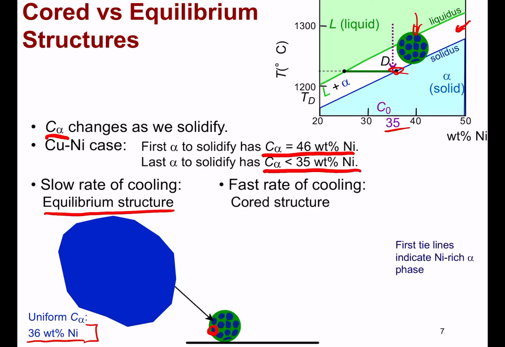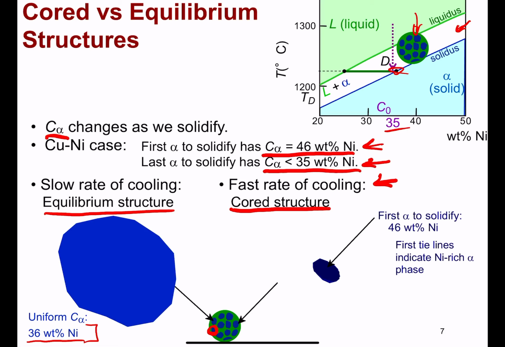Now, for a condition that's had fast cooling, we can use the information that we had before to understand that we're going to see more of a cored structure this time. We knew the first particles that formed were rich in nickel, and the last were more deficient in nickel. So the center of the alpha particle that forms, if we have a fast cooling, should have the highest nickel content. And if no equilibration happens, we will not be able to achieve a core that has the 36. It'll be maintained at that higher 46 weight percent nickel.